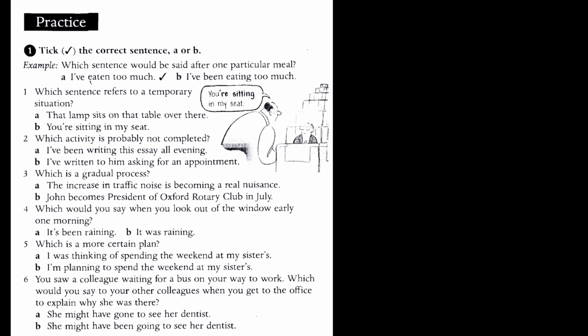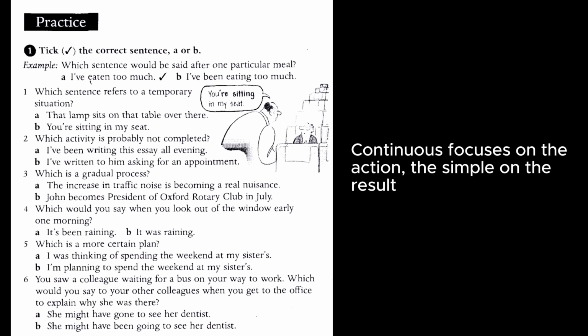Let's do some practice of the continuous aspect. Which sentence would be said after one particular meal? I've eaten too much. I've been eating too much. After one particular meal, the present perfect is appropriate rather than the present perfect continuous, which would refer to a general fact in recent times.